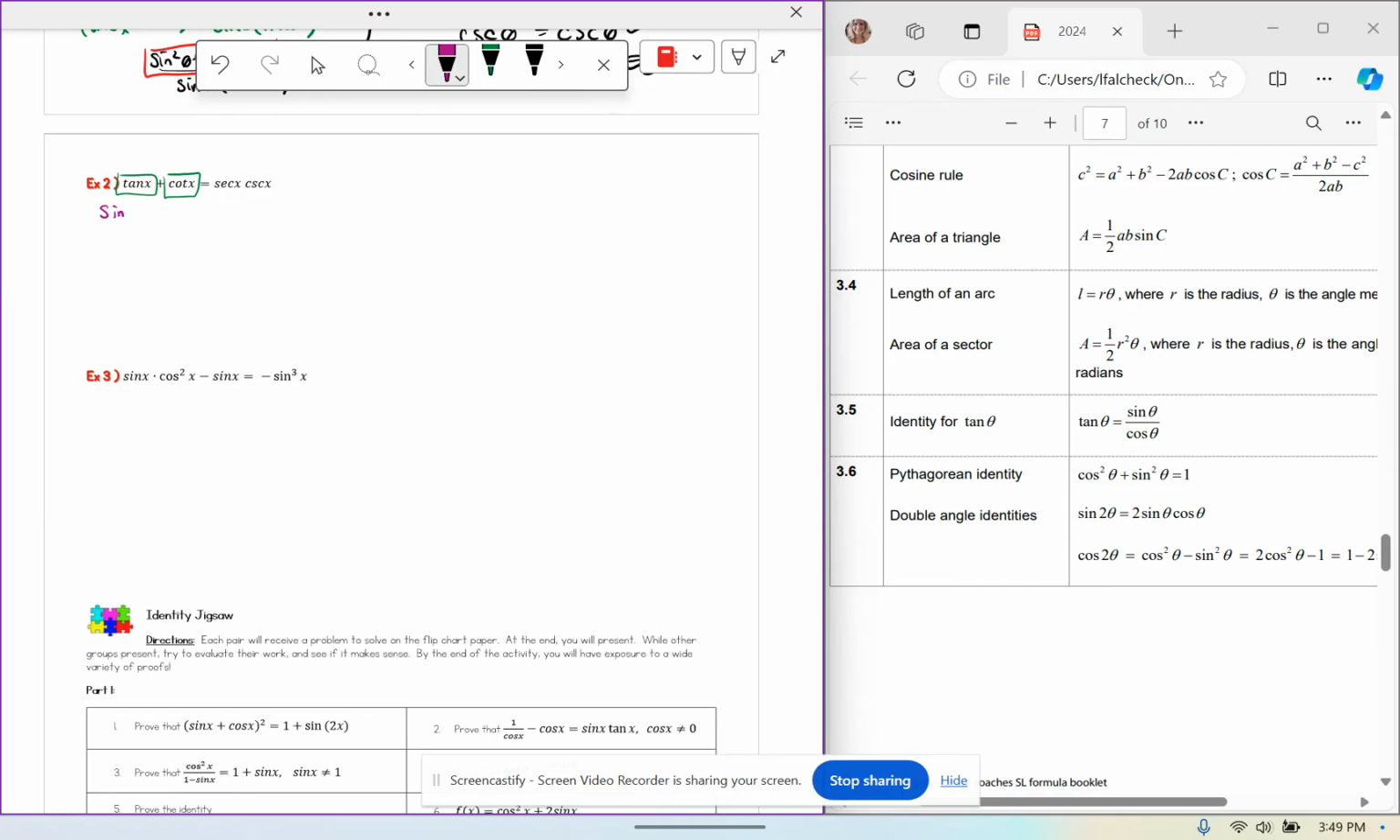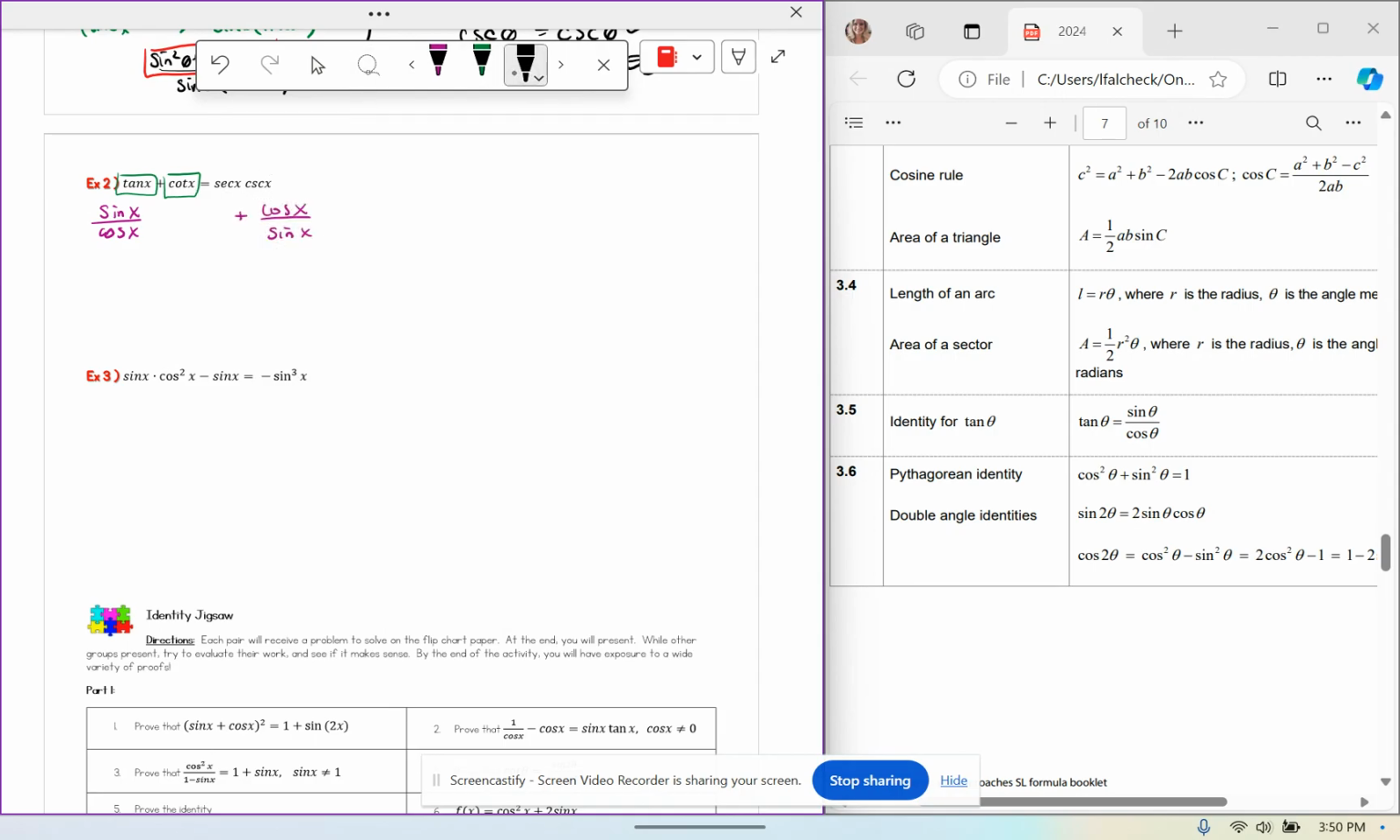Usually a nice little thing is if you can change everything into sines and cosines, sometimes it helps you get started if you don't know where to start. So sine over cosine plus cosine over sine. And it looks like I'm going to definitely have to get a common denominator here, so I'm going to scooch this guy over. Hang on. Sorry if you're writing in pen.